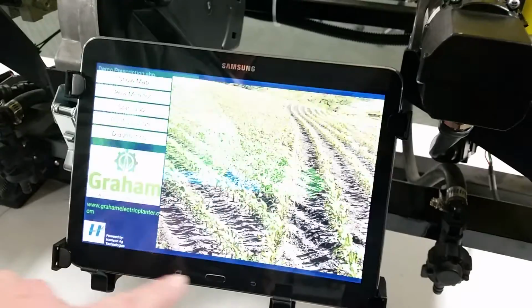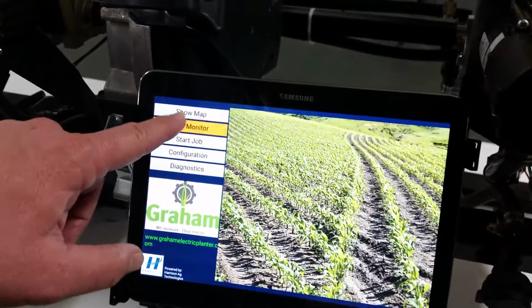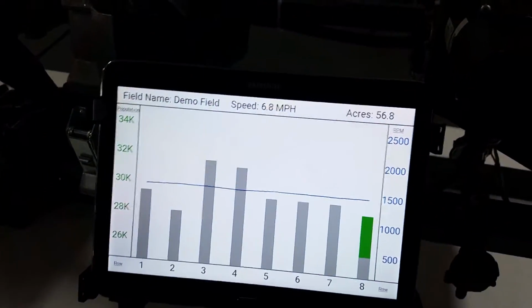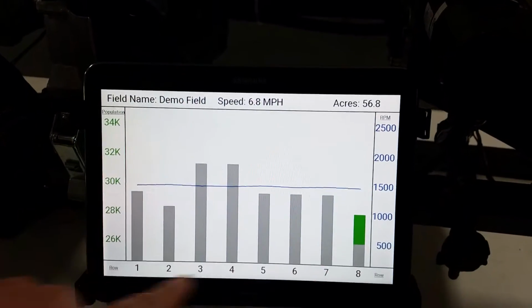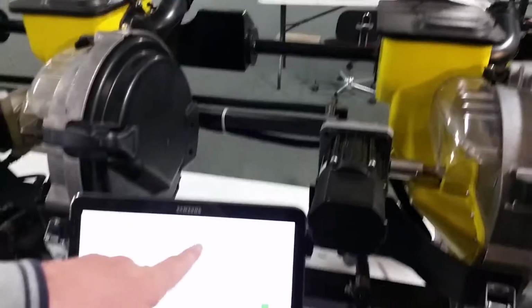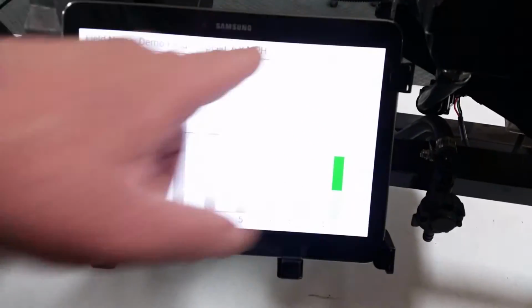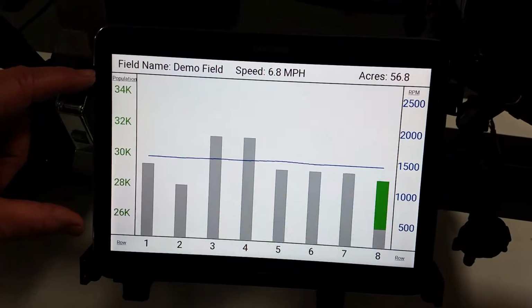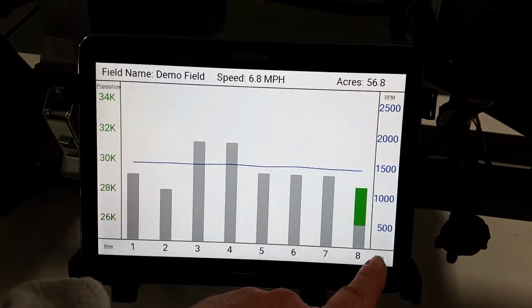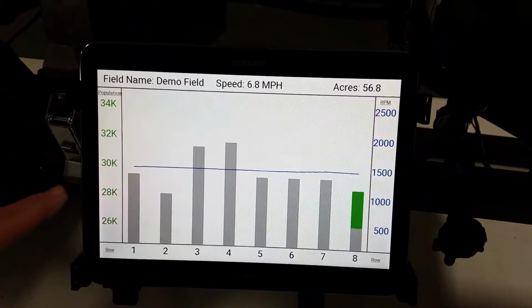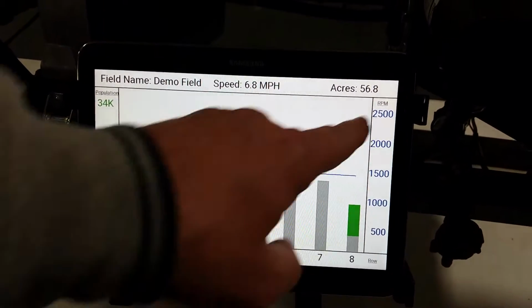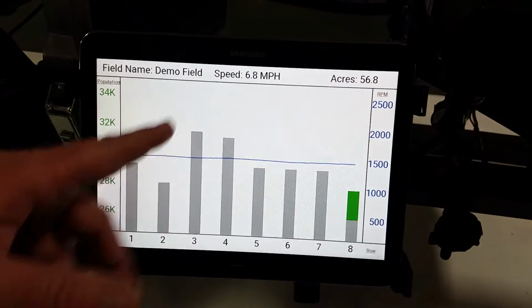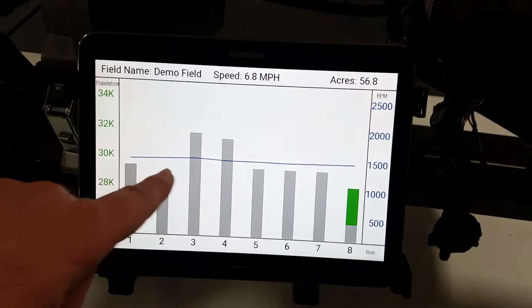One of the things we have is a row monitor. We have 8 rows that we are using, demoing. Now it shows, again, the speed, how many acres are in the prescription map. It shows what your population is over on this side and what your motor RPM are over here. Now the blue line here goes along with the RPM. I have all the motors set to about 1500 RPM.